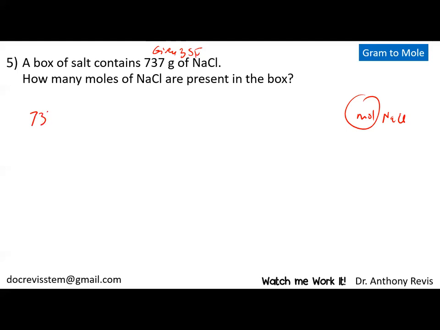So I take this number, 737 grams of sodium chloride. I have grams here, so I need grams on the bottom. So this is going to be grams of sodium chloride to moles of sodium chloride. So there we have it. But I don't know that. I just don't walk around with that number in my head, so I have to figure it out.